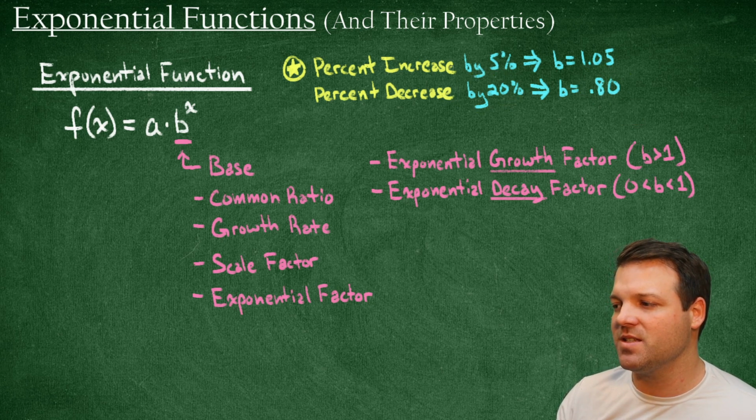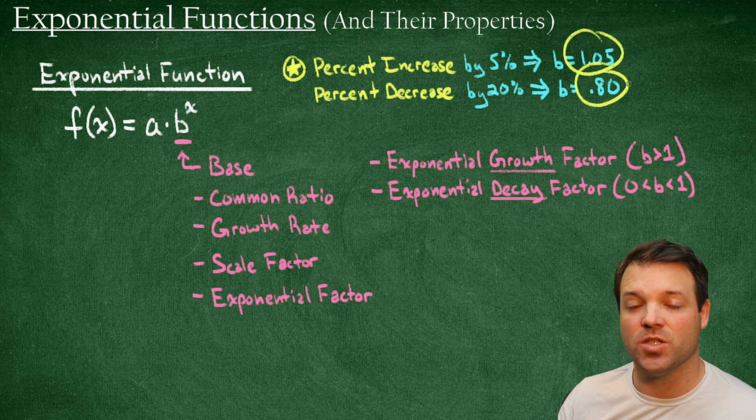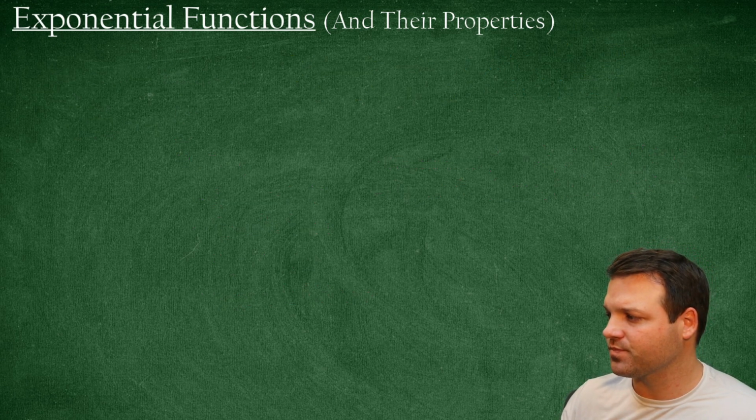So in essence, if you hear percent increase, you're going to add that to 100%, so 100% plus 5%. And if they say a percent decrease, then you're going to subtract, so it'll be 100% minus 20%. And of course, you have to convert those percentages into decimals in order to use them in our exponential equation. Okay? All right. So a lot of terminology there, a lot of words that we can use.